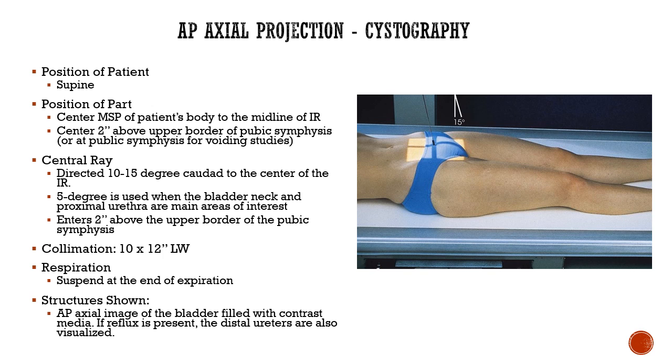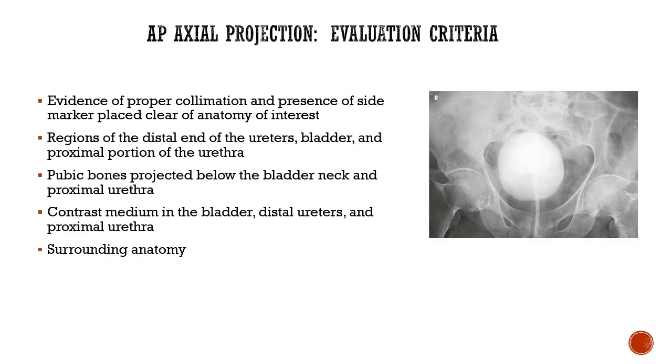Our image is going to be an AP axial filled with contrast media. If reflux is present, the distal ureters will also be visualized as they were in the previous image too. And so we're going to see the regions of the distal ends of the ureters, the bladder, and the proximal portion of the urethra, with the pubic bones projected below the bladder neck and the proximal urethra. The contrast medium should be in the bladder, the distal ureters, and the proximal urethra, and we should see surrounding anatomy.